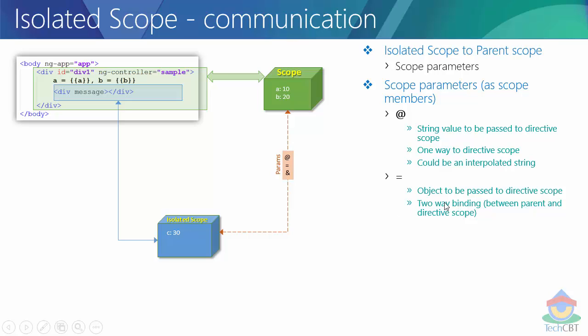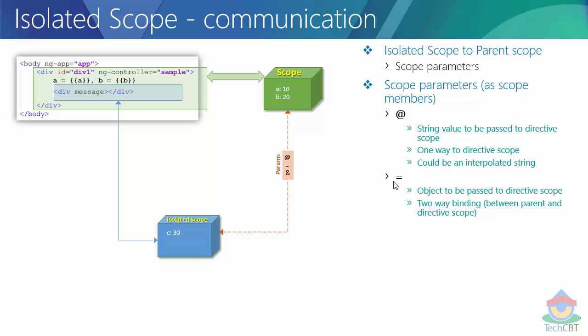And I mentioned this is two-way binding, which means whenever you send that object into the isolated scope, it is actually sent in the form of a reference. So whenever you modify the values in that object inside the isolated scope, those will also be affected on the parent scope or outside world. So it is two-way bound.